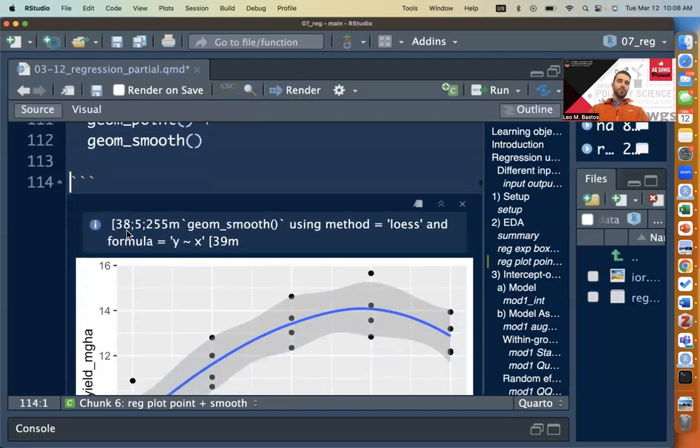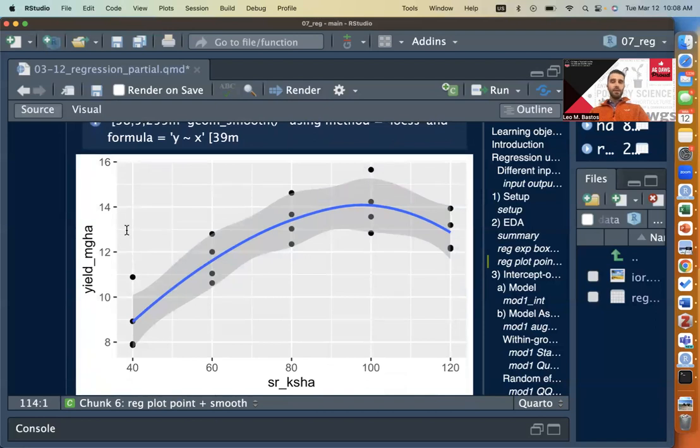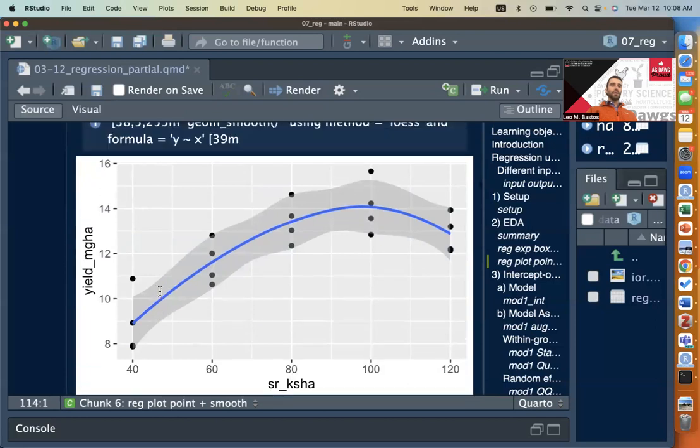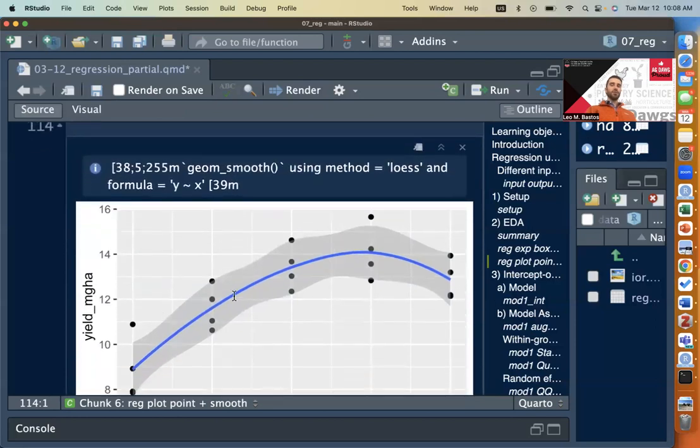So just add a geom smooth. This is what it looks like. So it looks like we have this quadratic relationship, I guess, right? Or at least, geom smooth is allowed to vary, to be a wiggly line here. So I'm not fitting a quadratic fit here. This is a loess regression where it's really just allowing this blue line to be wiggly. And it looks like quadratic in this case.